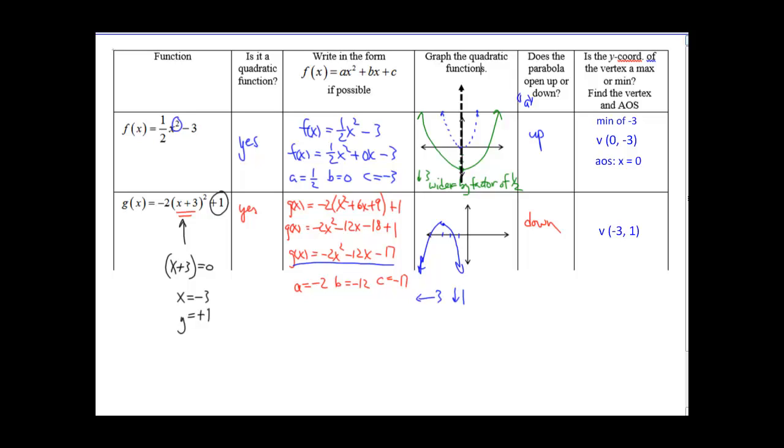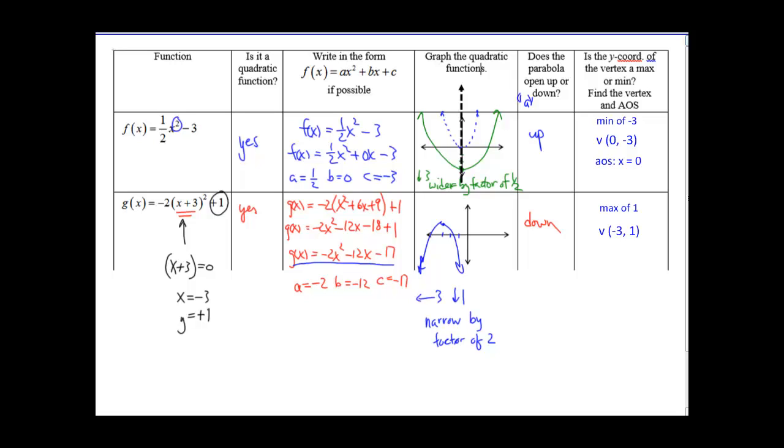So we're going to use a narrow, so narrow by a factor of... So that takes care of our graph. We know it goes down. Is it a minimum or maximum? Well, the vertex is at the top of the parabola, so we know that that is a maximum. So it's a max of what? It's a max of 1, so that y value.